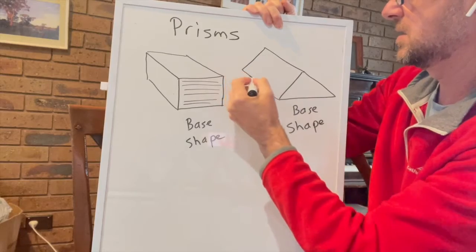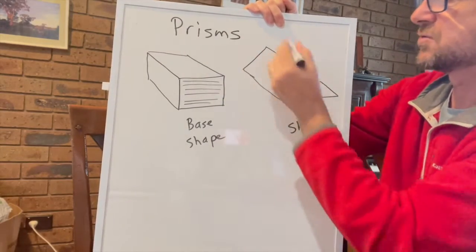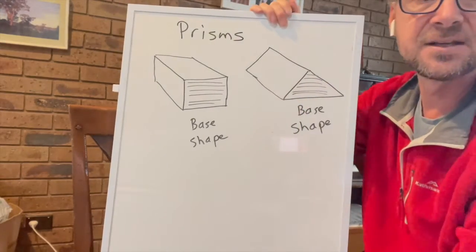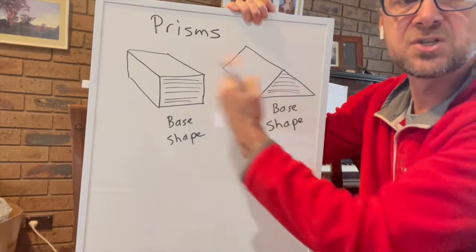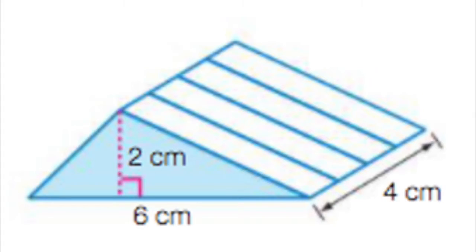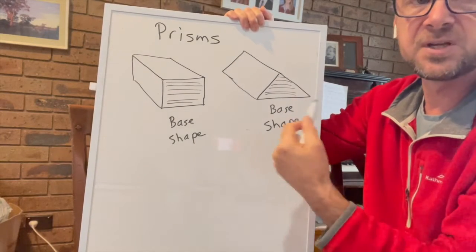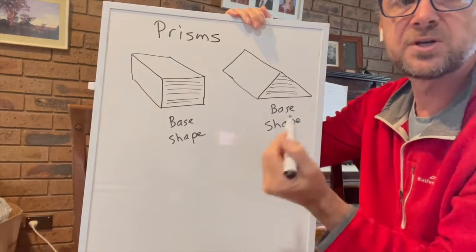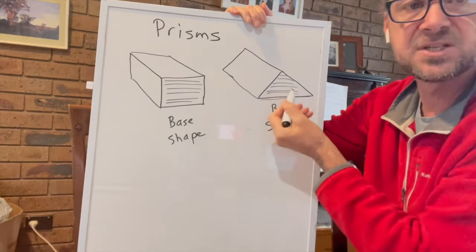And the rest of the shape creates a series of rectangles, but the base shape at the front is maintained. In other words, if we took one of these shapes and sliced through it like we're slicing through bread, this base shape would always be at the front. Now, what this means is when it comes to finding the volume of these shapes, we're finding the area of this base shape. So for example, in this case, it'd be a triangle.